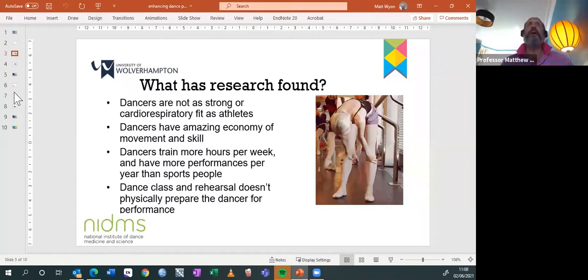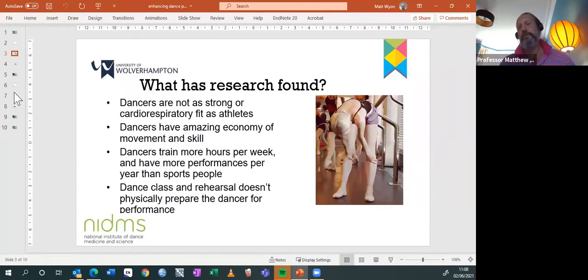Dancers aren't very strong, and they're not very cardiovascular fit compared with equivalent athletes. And this is whether they're at a vocational dance school like a conservatoire, or if they're professionals. Unlike, well, I'm not going to say unlike sport, dancers though are amazing at what they do. Their technical abilities outshine anything we see in sport.